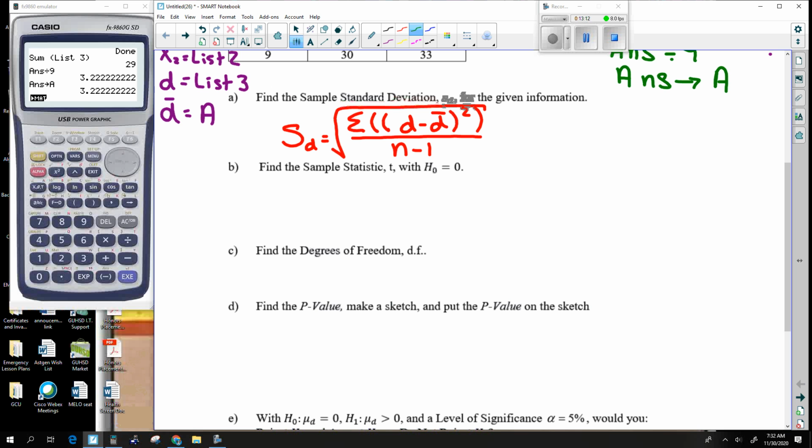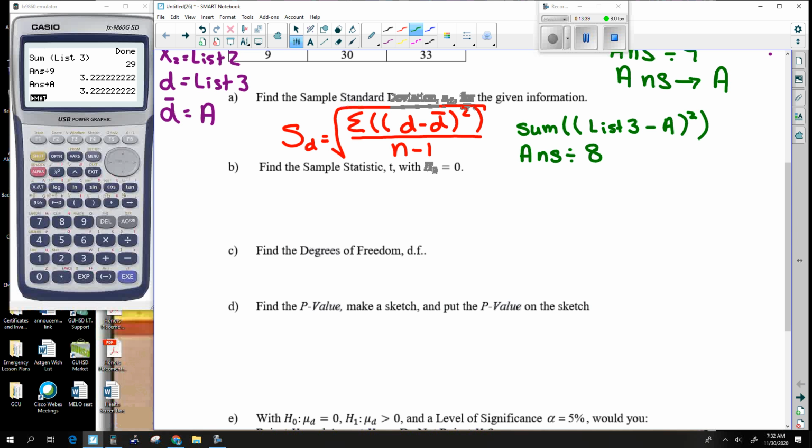So I begin with the inside numerator, so that's going to be the sum of (D, which is list 3, minus D bar, which is the letter A) squared. That will give me my numerator. I need to take that answer and divide by the denominator, which is n minus 1, which in this particular case would be the number 8.